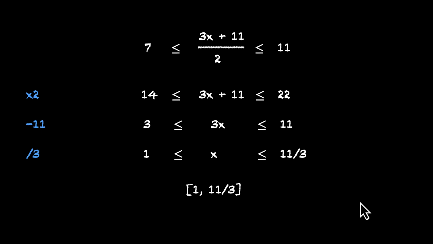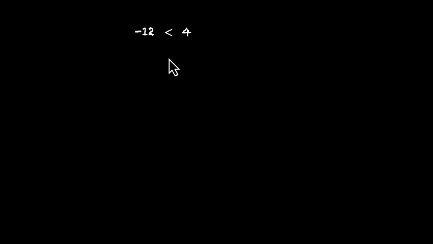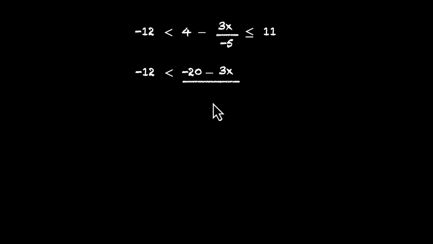Let's try one more problem. We have minus 12 is less than (4 minus 3x) by minus 5 is less than or equal to 11. Pause the video, try this on your own. Okay, multiple ways to do this. We can get rid of this 4 first, or we can get rid of this denominator first. Let's go ahead with the denominator. So taking LCM of minus 5, this is what we have. Minus 12 is less than (4 times minus 5 is 20) (20 minus 3x) by minus 5 is less than or equal to 11.